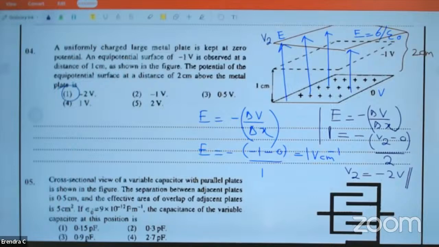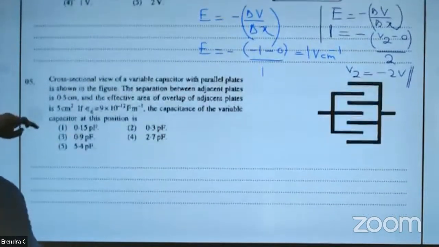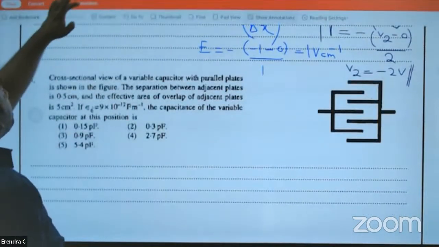Right. Okay, no? Okay, right. Moving on. MCQ number 5.